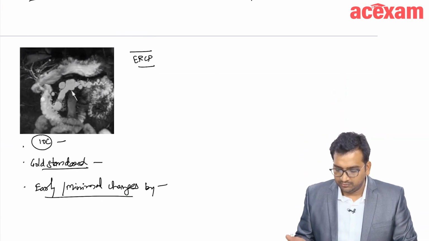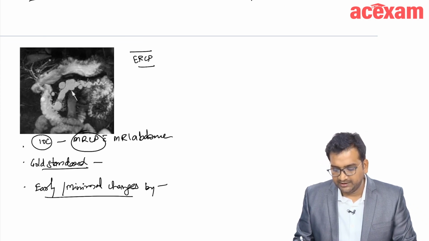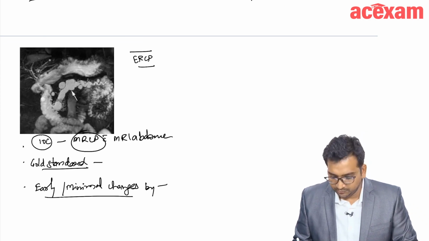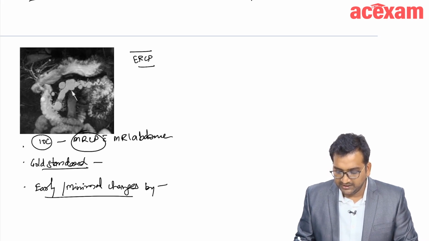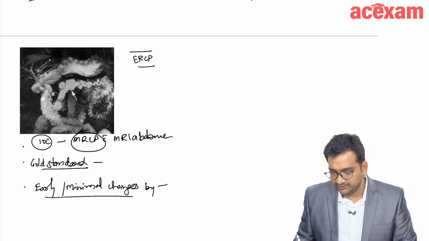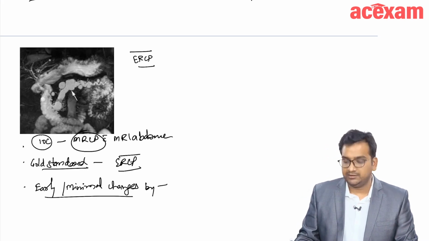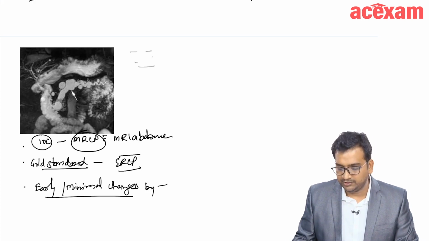This is how this looks on MRCP. So the investigation of choice is MRCP with MRI abdomen. There is dilatation of the pancreatic duct. Here stone is not visible, but there is dilated tortuous pancreatic duct. Okay. The gold standard is ERCP, and on ERCP we are able to see a string of pearls or chain of lakes appearance.